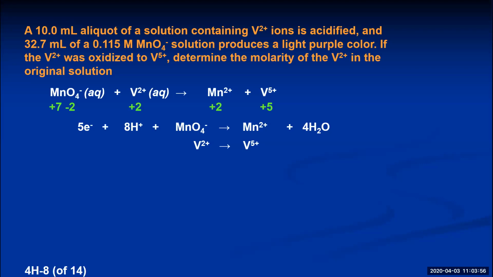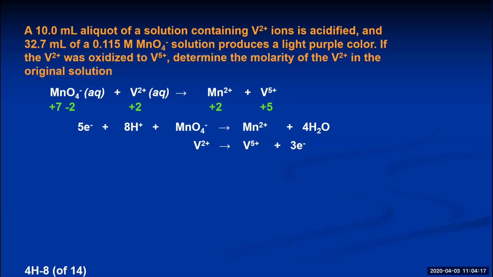For my second half reaction, the vanadiums are balanced. There are no oxygens or hydrogens, so all I have to do is balance the charge. And because my higher charge is on the right, plus 5 is higher than plus 2, I need to add 3 negative electrons to the right side to bring that charge down to 2. And now we have 2 balanced half reactions.